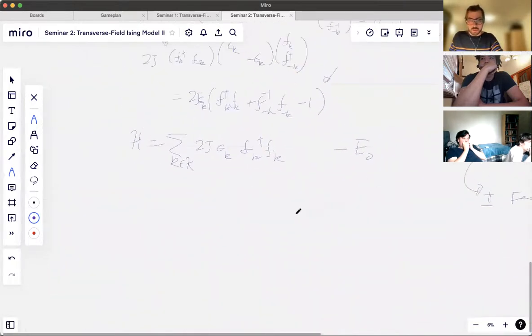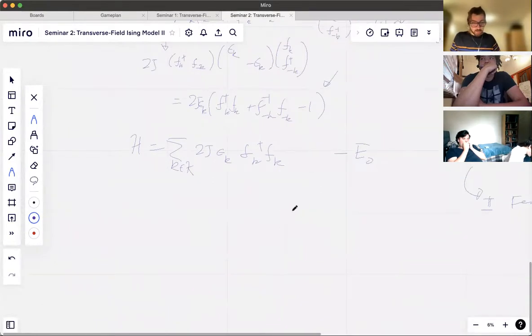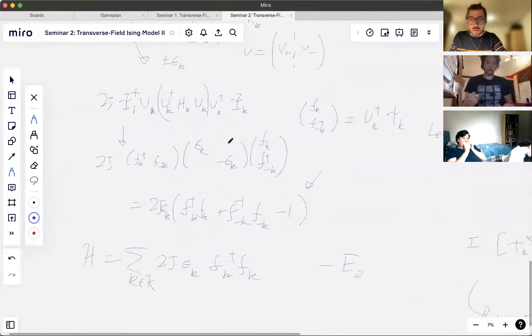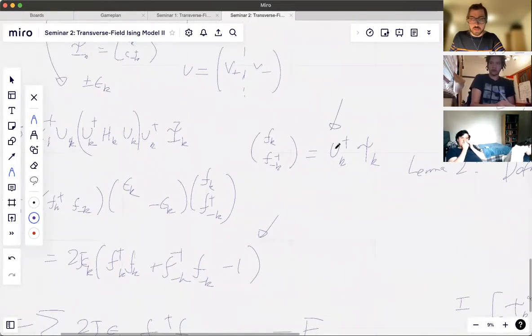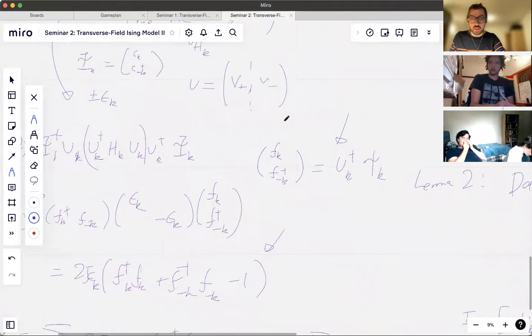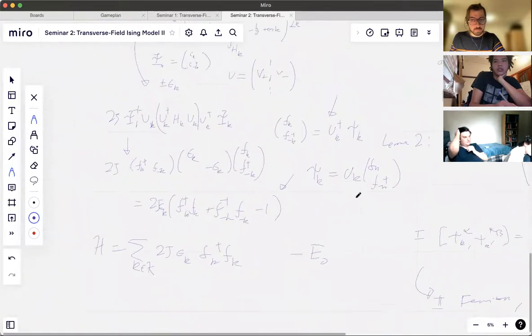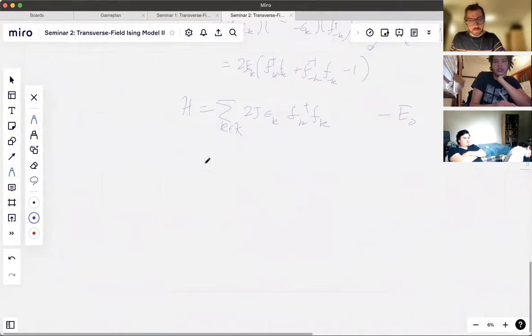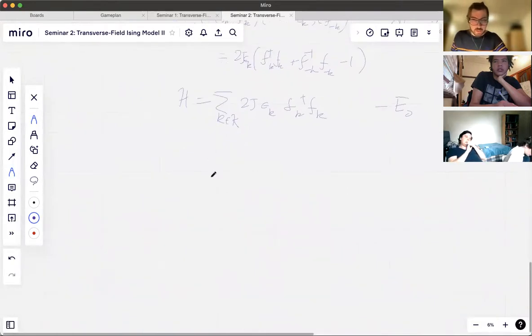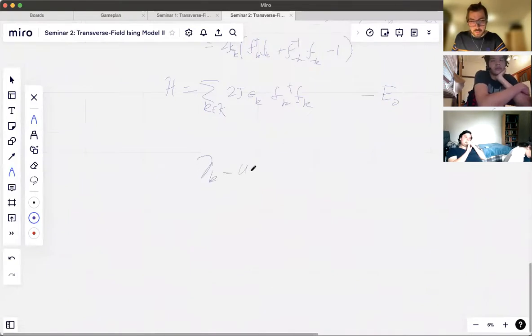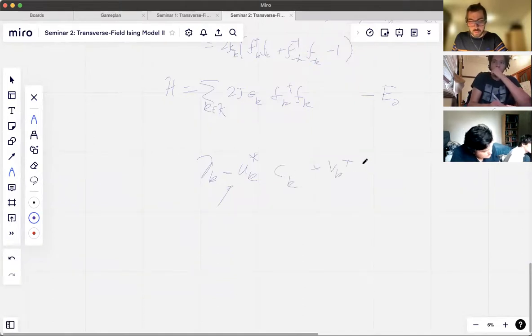The true ground state, you actually have to construct explicitly. And it has to do with the eigenvectors of this Hamiltonian matrix. Explicitly, psi_k is U_k (f_k, f†_-k). So, cutting out the details, gamma_k you can rewrite as two complex numbers, u_k c_k plus v_k star c†_-k.